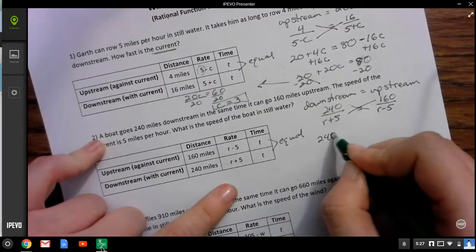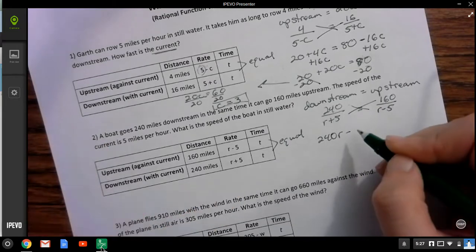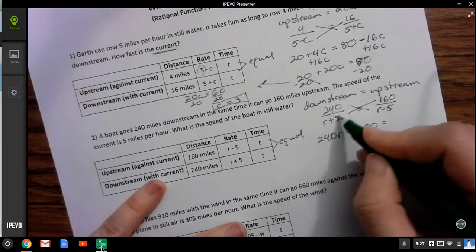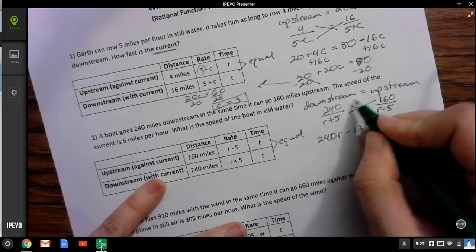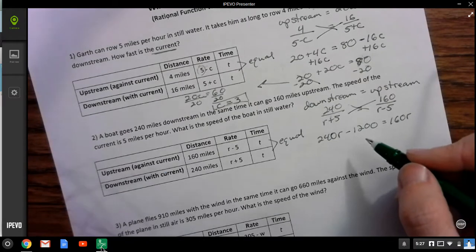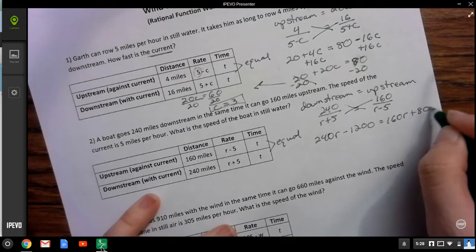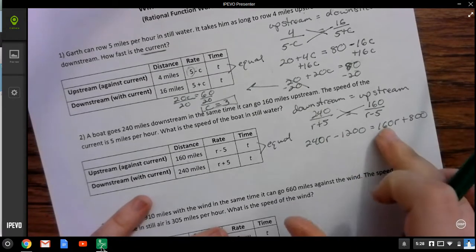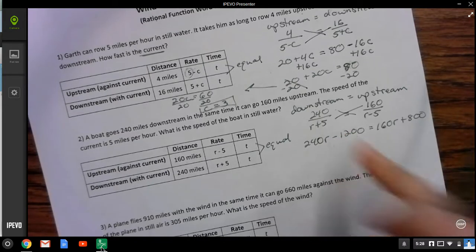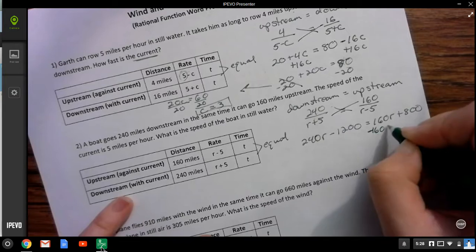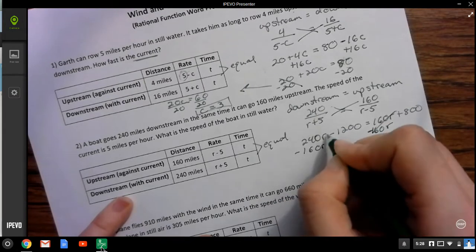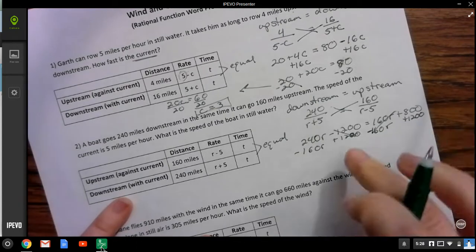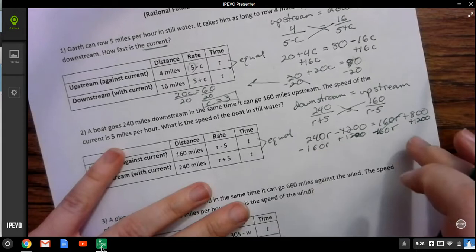So 240r, and then minus 5 times 240, 1200, equals r times 160 plus 160 times 5. And then I'm just going to solve it like before. I need to cancel one of the variables on one side, so I'm going to cancel this one. And then I need to add the 1200. I'm actually going to do that in one step. So subtract 160r to cancel it, and I'm also going to add 1200. So basically I'm doing in one step what took me 2 steps up here. I'm just putting it all together.